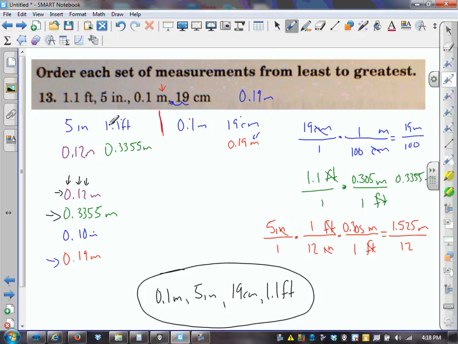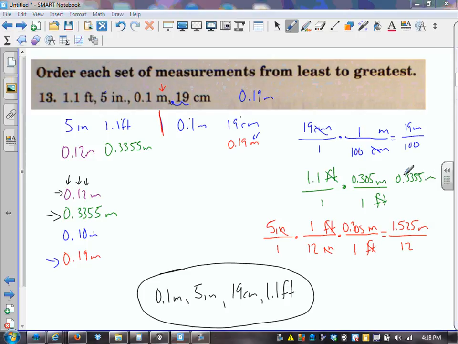I'm going to change my feet. 1.1 feet. Feet goes directly to meters. Feet were on top, I put it on bottom. Feet to meters, right? I put in the conversions there, and I got 0.3355 meters. So I just go ahead and put it there.